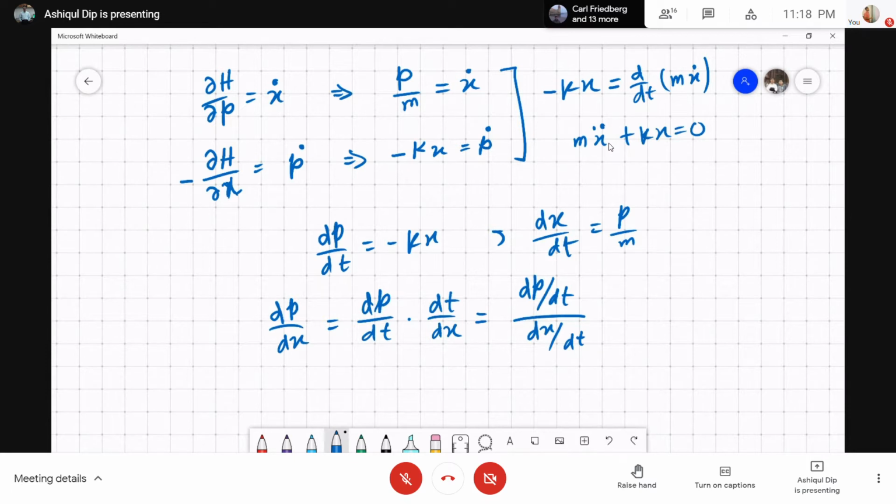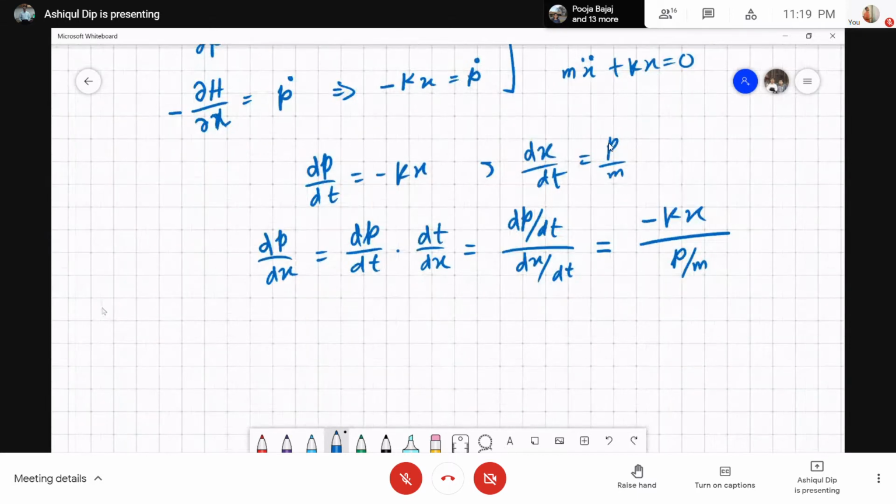Yes. So you just take the ratio of those. What is p dot, or dp over dt? Minus kx. This is minus kx divided by what is dx over dt? P by m. So now you have a first order differential equation in terms of two variables, where x is the independent variable and p is the dependent variable, so you can integrate it. Actually, you're not doing any second order differential equation anymore here, so it's integrable, right?